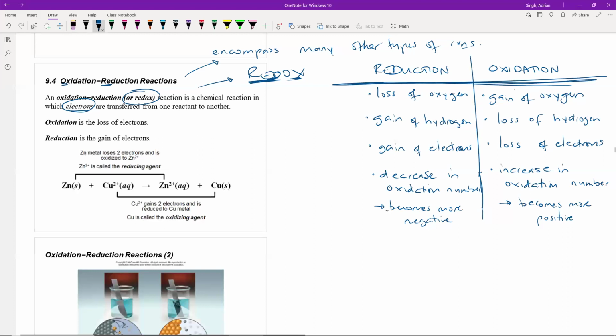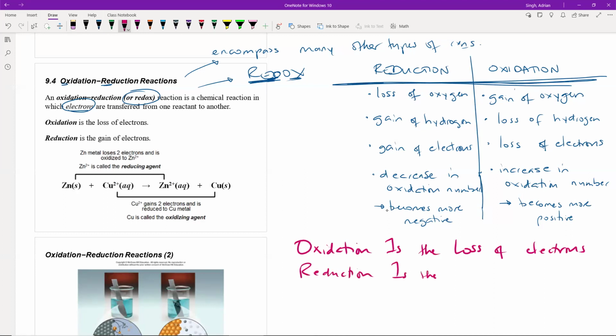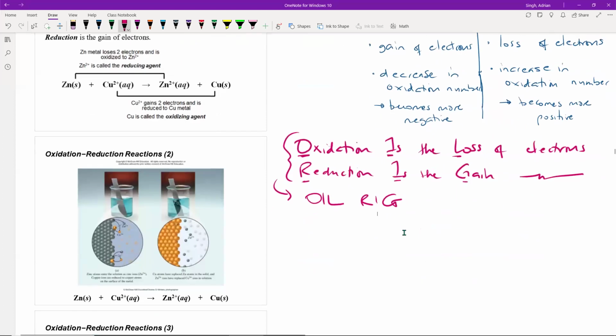So there's a little mnemonic that you probably have seen before if you've taken any chemistry before. It goes like this. Oxidation is the loss of electrons, and reduction is the gain of electrons. And the mnemonic here is OIL, which is oil, and RIG, which is rig.